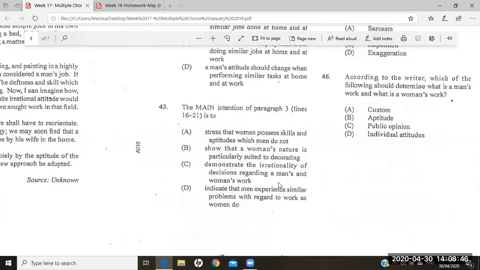Any suggestions for answers? Sanjay is saying C, very good. And Hania said C as well. It is C. Demonstrate the irrationality of decisions regarding a man's and woman's work. Very good, so 43 is C.